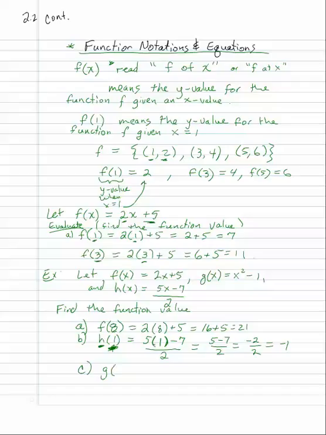And then g of, say, negative 3. So this is going to be x squared minus 1 is g. Inside the parentheses, I'm going to put negative 3. And remember, if it's negative 3 in the parentheses, you're going to square negative 3. So it's negative 3 times negative 3, which is 9, minus 1 is 8.